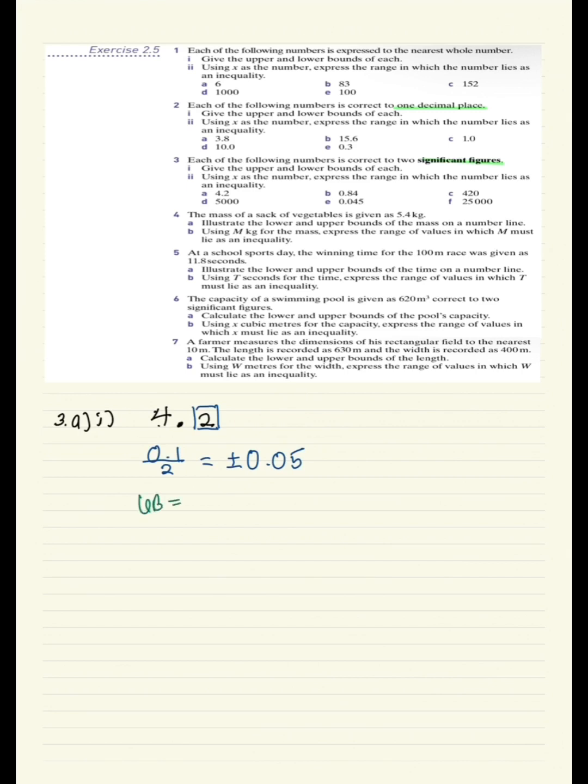Okay, so the upper bound would be 4.2 plus 0.05, which would give me 4.25, and the lower bound would be 4.2 minus 0.05, which would give me 4.15. Now, to express the range in which this number lies, x would be more than or equivalent to 4.15 and less than 4.25. Let's look at question B.